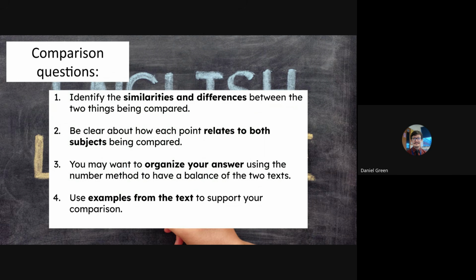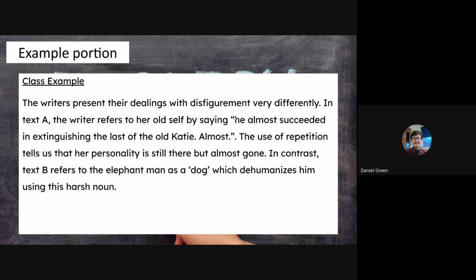You may want to organize your answer using the number method to have a balance of the 2 texts, and I'll sort of go over the number method in just a second. And then use examples from the text to support your own comparison. So first of all, this is an example of it.